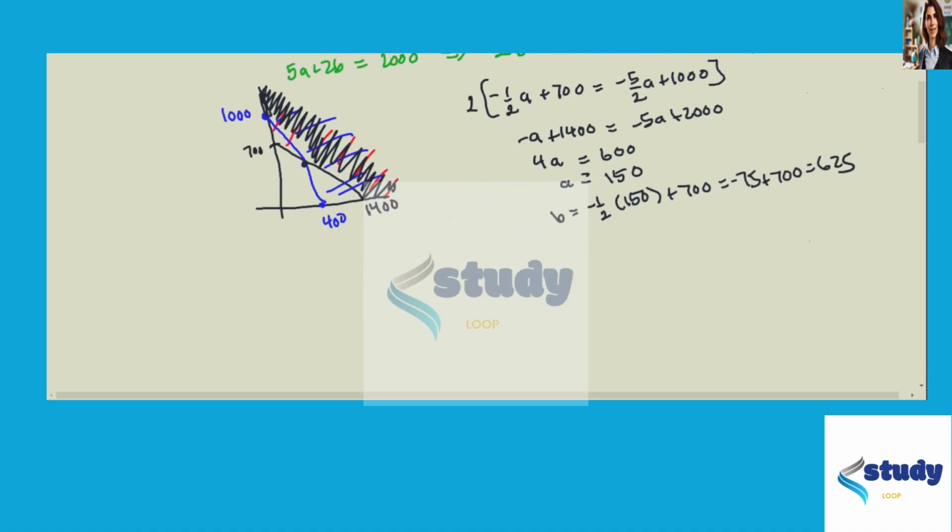All right, so my table looks like this: A, B, and then I'm trying to minimize 900A plus 1200B. The first point right up here is 0, 1,000, because this is the Y value. And then this point right here is 1,400, 0, because that's the X value. And then the point where they cross right here, that's 150, 625. Okay, so now I'm going to plug those in.